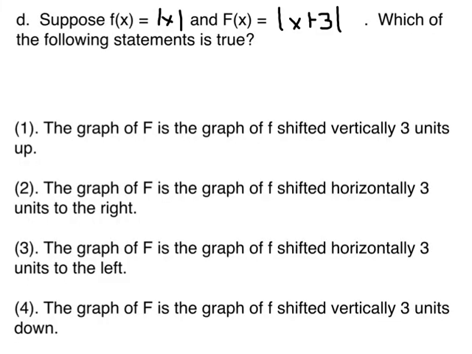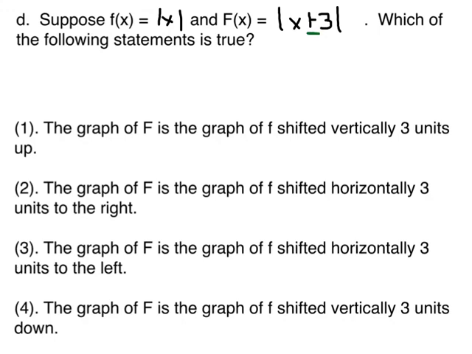Okay, so this says, suppose that the function of x is the absolute value of x, and the function of x is the absolute value of x plus 3. So then which of the following statements would be true? Well, let's see. The graph of f is the graph of f shifted vertically 3 units up. Well, no. This is plus. The graph of f is the graph of f shifted horizontally 3 units to the right. That wouldn't be right either because that's in the positive realm.